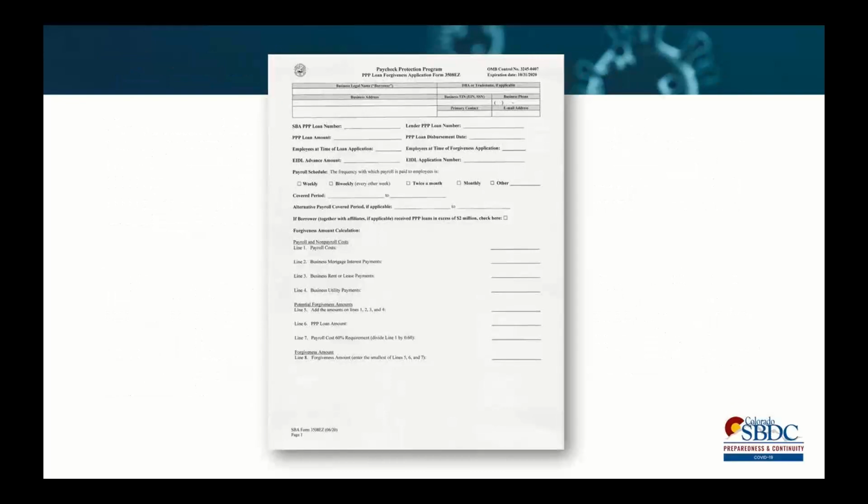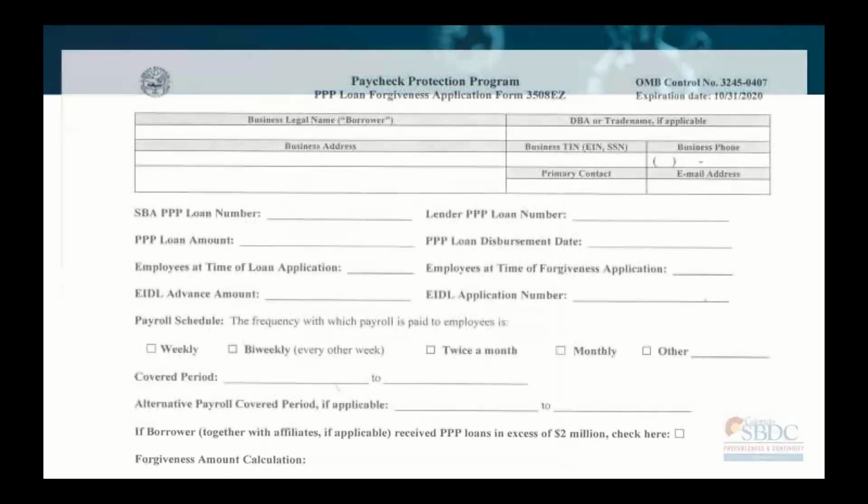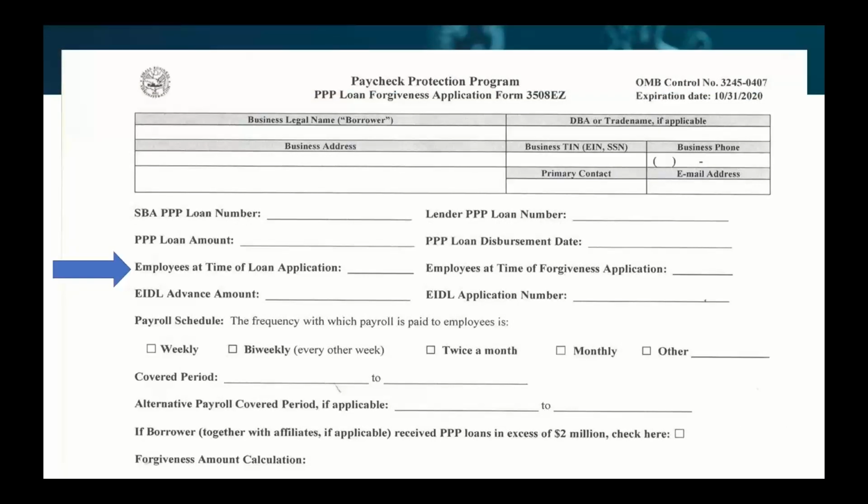Well, we've made it through the questions. And if you have successfully checked one of these boxes, you can use this form. So let's start looking at it. On page 1 of the application, the first sections are straightforward and will come directly from your loan documentation. Let's focus on employees at the time of loan application.